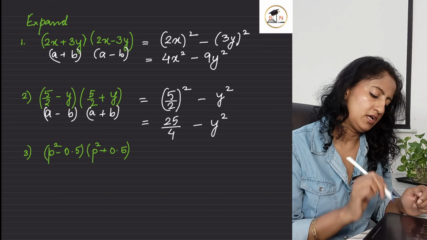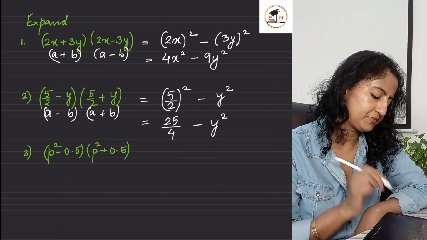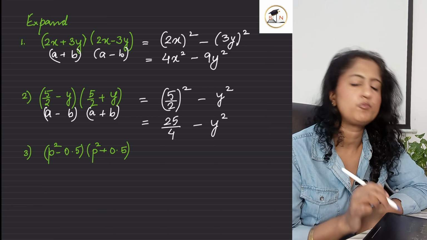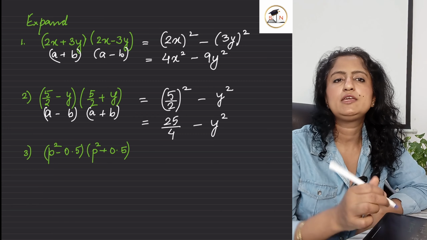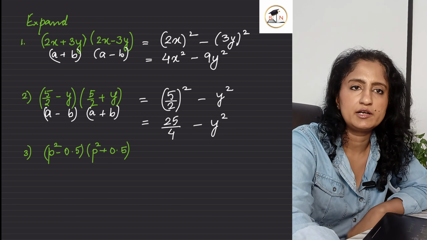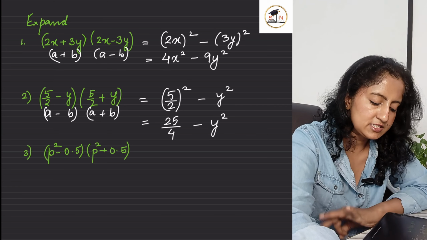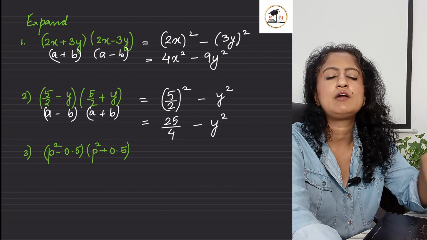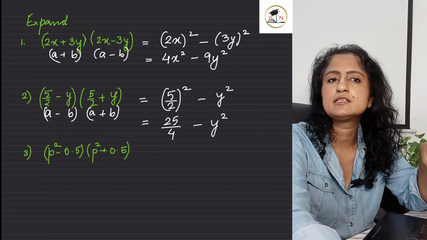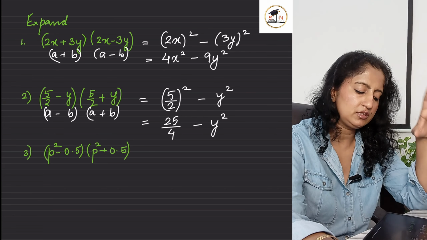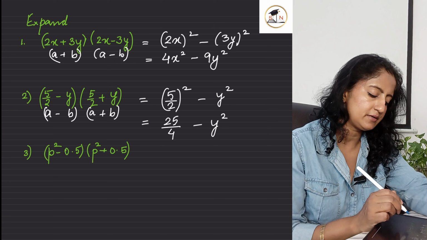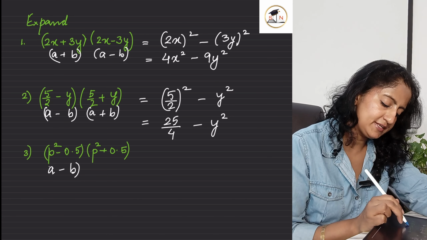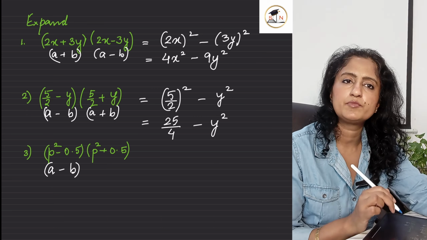Okay. Now coming to the last question over here. We have (p square minus 0.5) into (p square plus 0.5). Now we can see that we have a square already over here, but still the identity remains the same, because whichever power you have on any of the variables, it doesn't matter. Now the thing that will change over here is just that your p square will become a, so it is a minus b, because 0.5 is b.